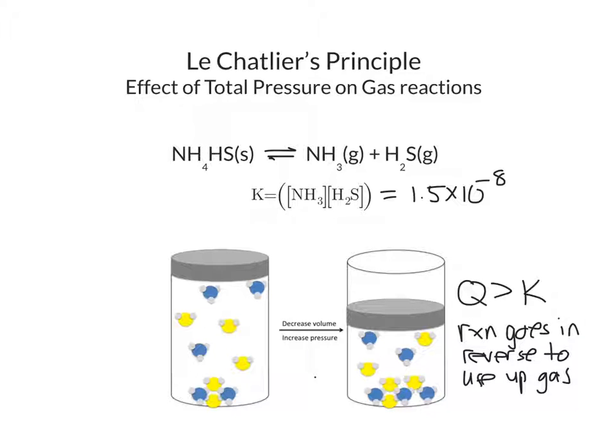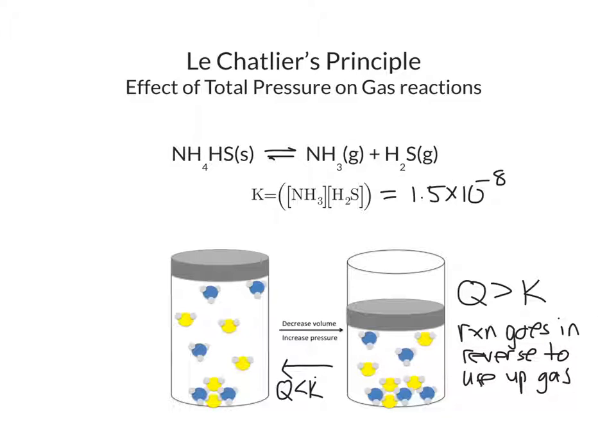If we start with this system in equilibrium and we increase the volume or decrease the pressure by raising this piston, this lid, then the opposite will be true. So we will end up with a Q that is less than K, and then what will have to happen is some of the solid will have to break apart to form more gas to increase these pressures so that their product is equal to the value of K.